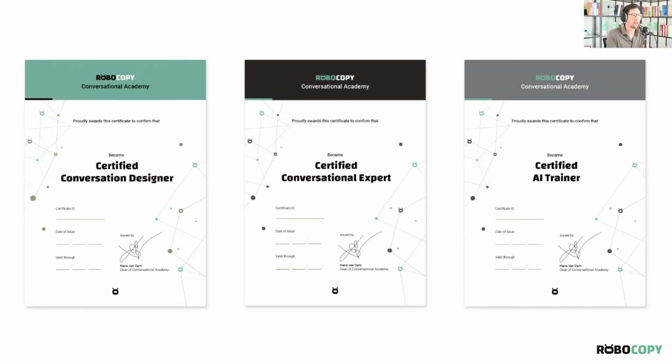plus the conversation design methodology. What are all the steps that I have to take as a team to create valuable experiences? Well, what we're adding now is the conversational expert. And later on, we're going to have the certified AI trainer, right? And today we're going to talk a little bit about the difference between these certificates and why we think it is important to have different certificates in this market.